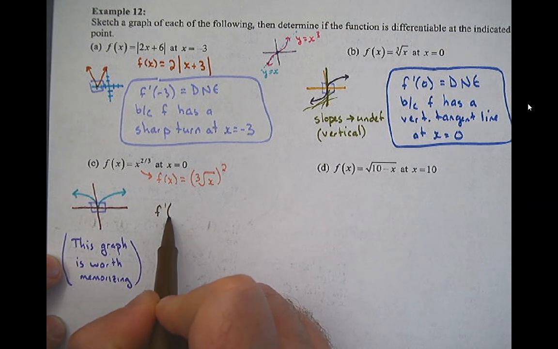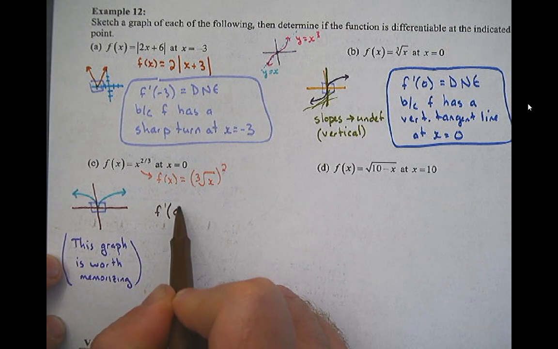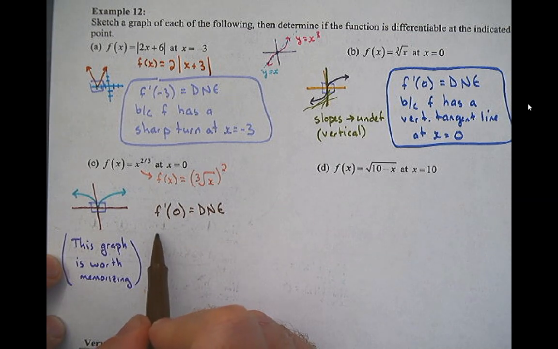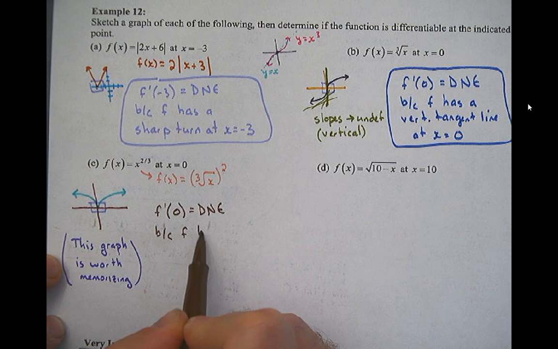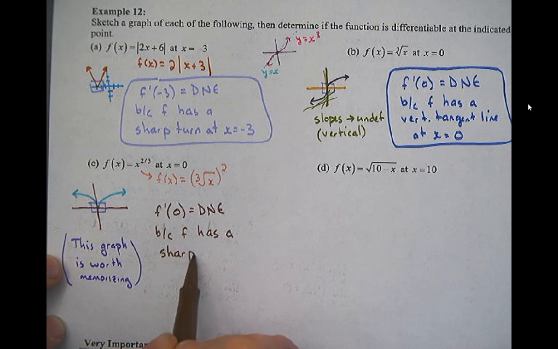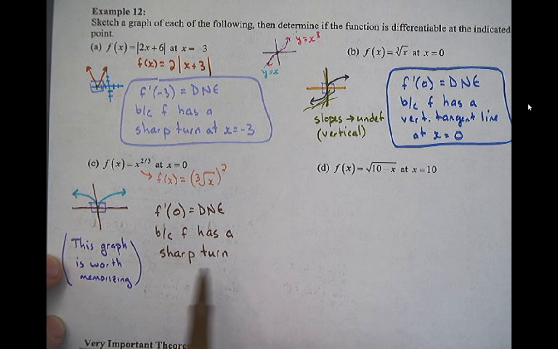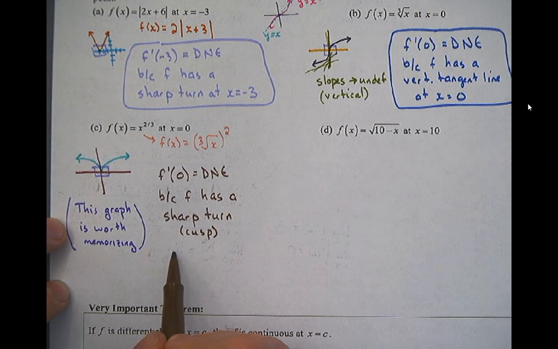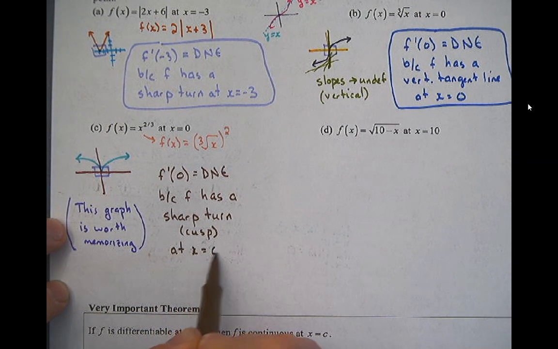So f prime of 0 equals DNE because f has a sharp turn, and this time I'm going to put in parentheses cusp at x equals 0.